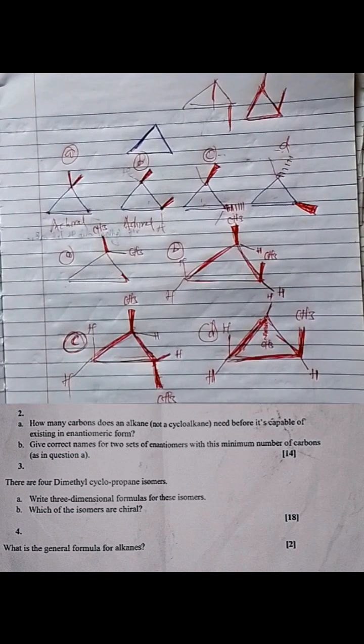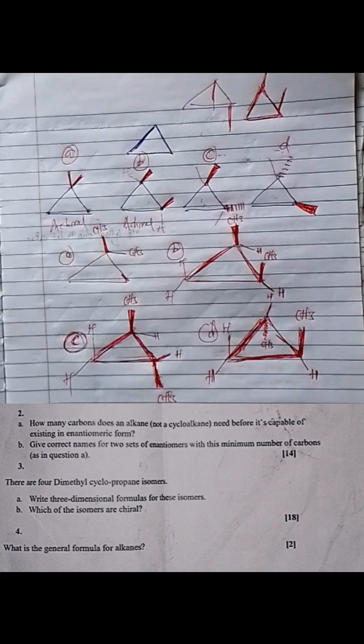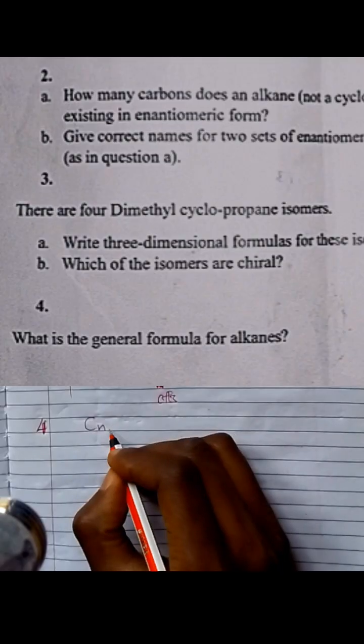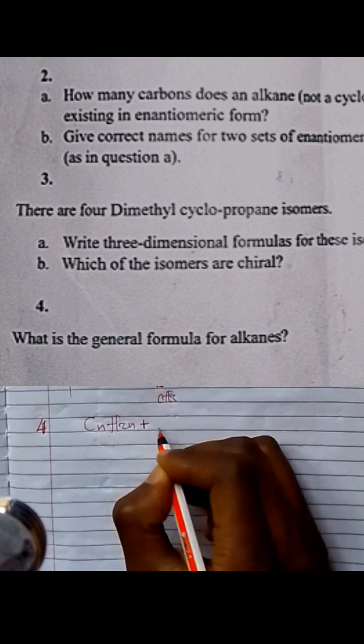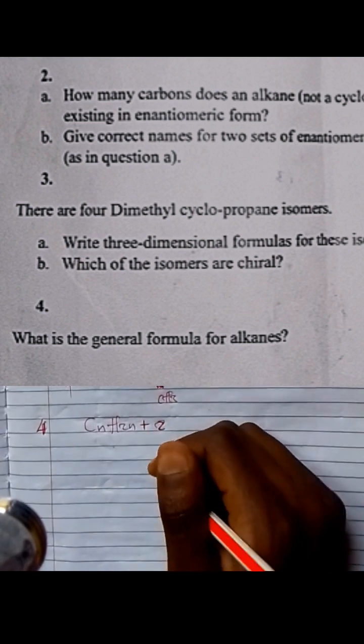Having done that, we only have one question left. The question said, what's the general formula for alkanes? I'm sure we already know that one. So that would be CnH2n+2. So that concludes test 1.